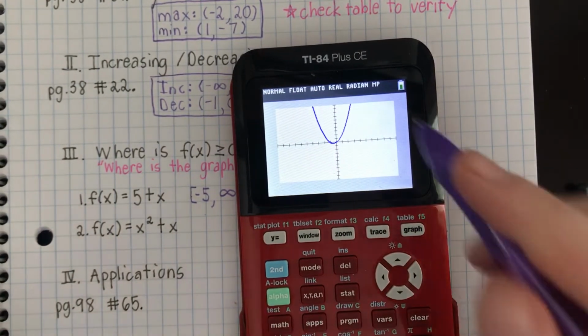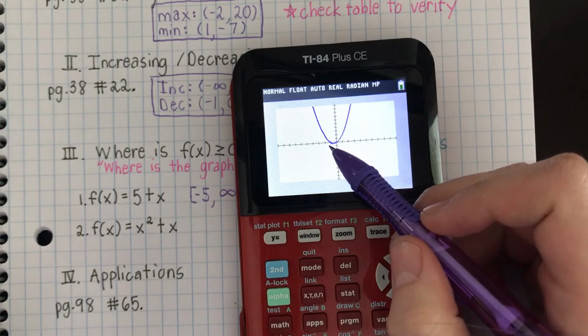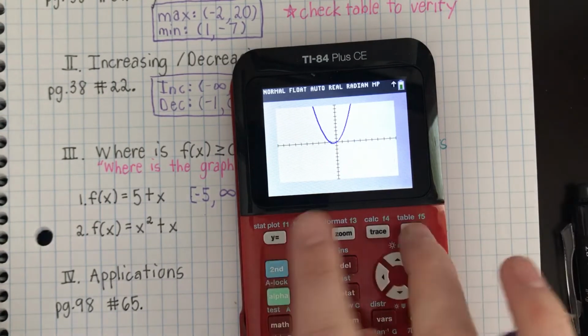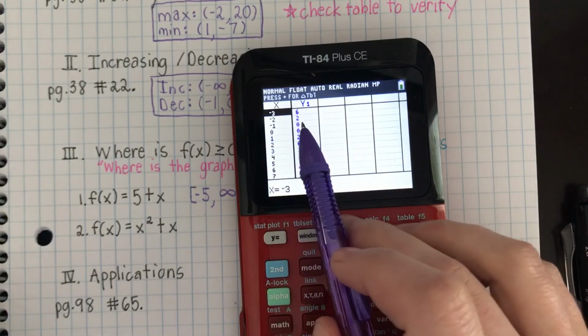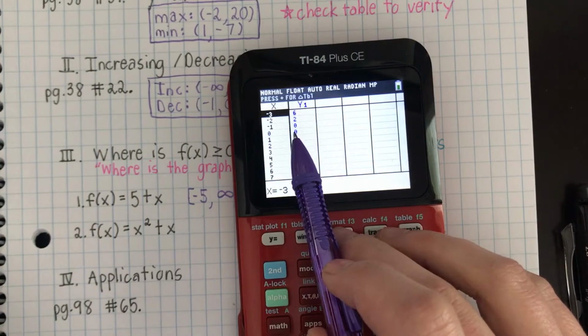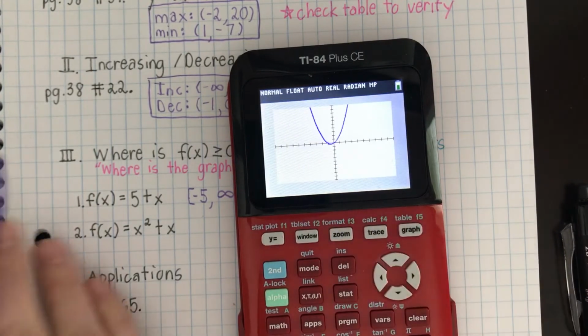Okay, so it looks to me like we have an x-intercept at negative 1 as well as 0. So I'm going to verify that with the table. So negative 1, 0, correct, and 0, 0, yes. So those are my x-intercepts. I just wanted to verify with the table.